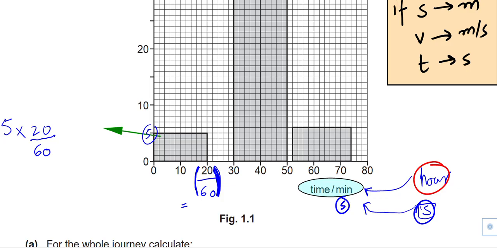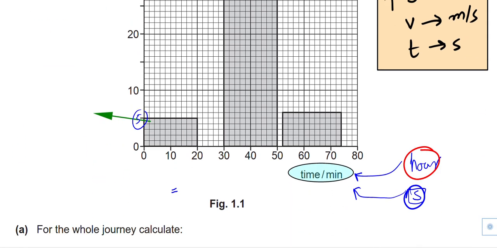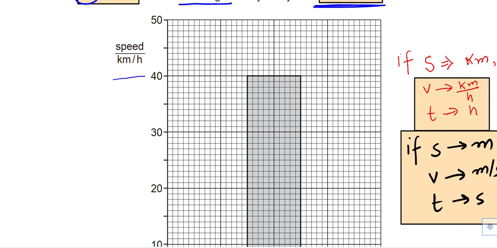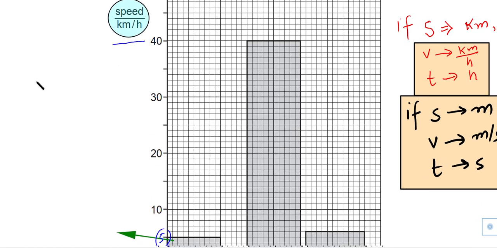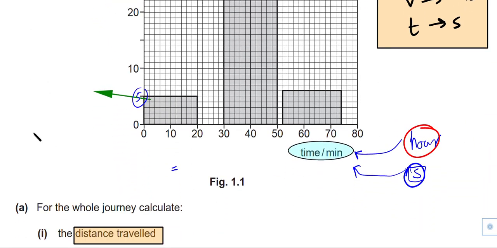But in this question, there is a big problem, and that problem is the speed is in kilometers per hour. Did you notice? Speed is in kilometers per hour and time is in minutes. So first of all, I have to sync these, so that both will be in hours and kilometers or both will be in minutes and seconds. For that purpose, I will find an easy approach.